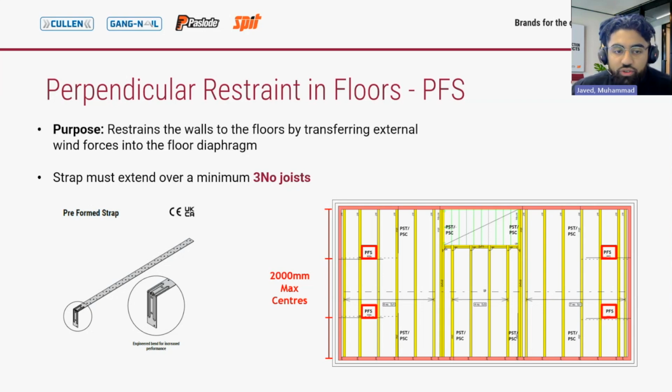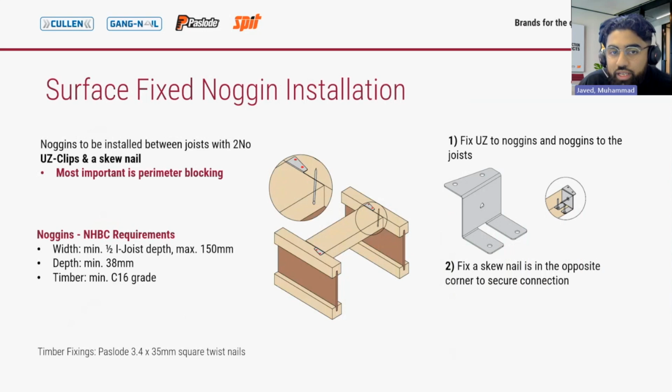Okay, let's move on to applications, starting with our surface fixed application. For perpendicular restraint, when the top of the joists are level with the coursing, PFS straps are surface fixed to the joists with noggins installed to provide additional fixing points. Before we get onto the strap install, I just wanted to briefly cover the installation of noggins. This process will be pretty similar for both I-Joist and open web, but noggins are installed between the joists using 2 UZ clips and a skew nail per side.